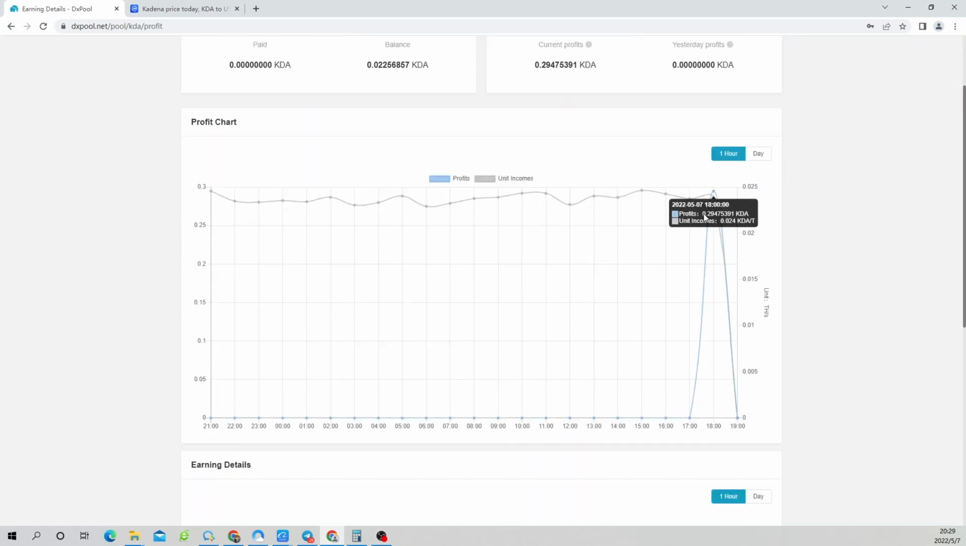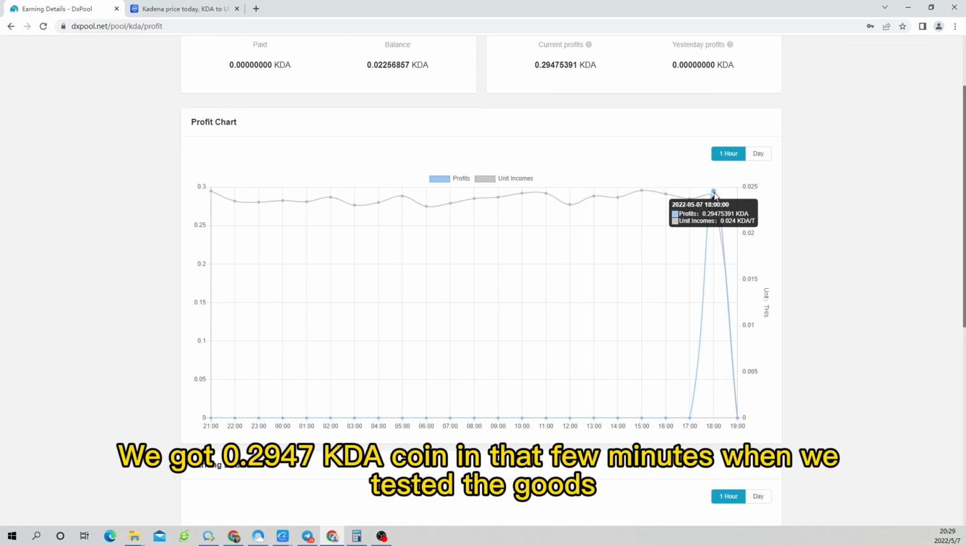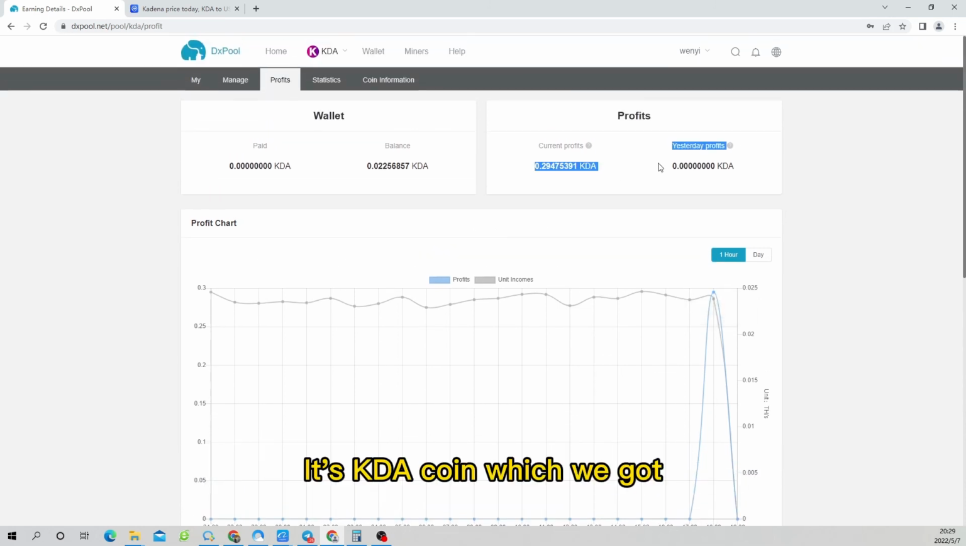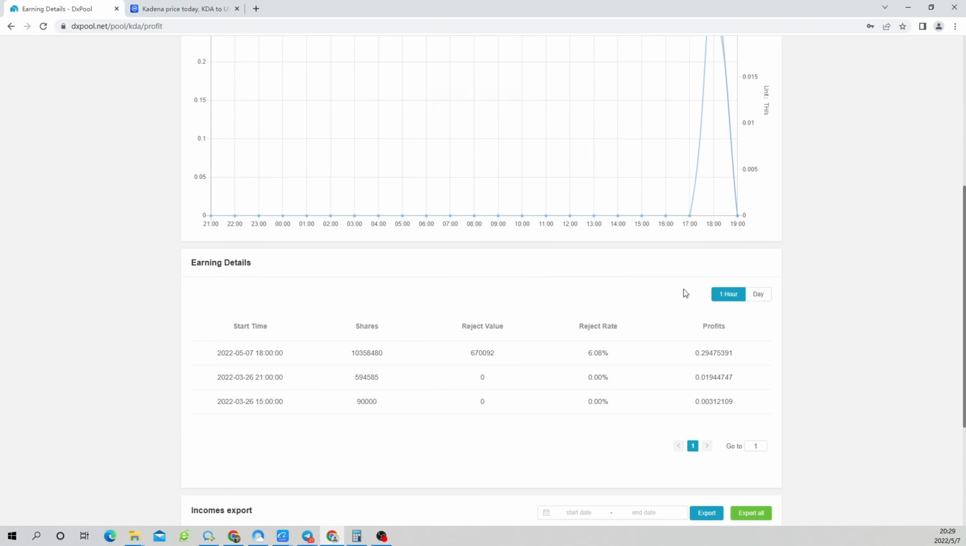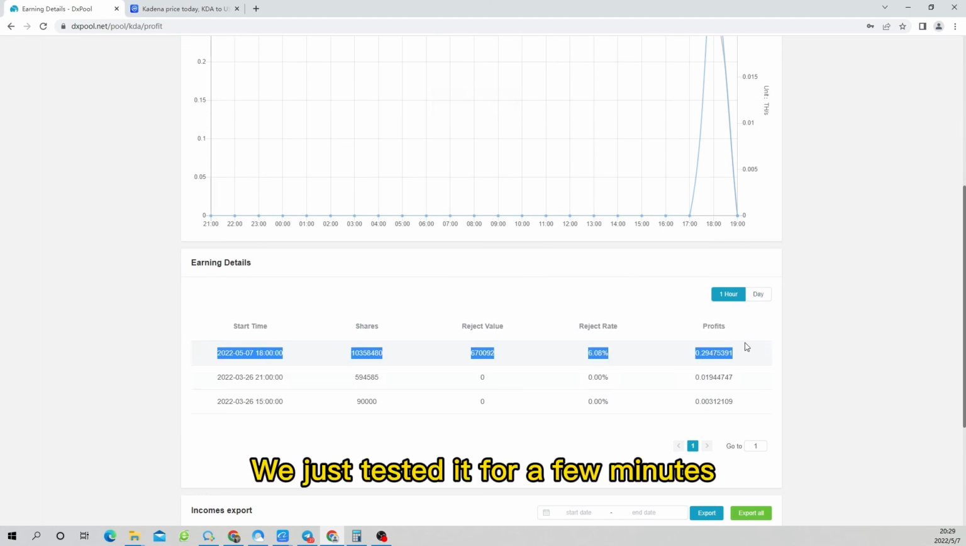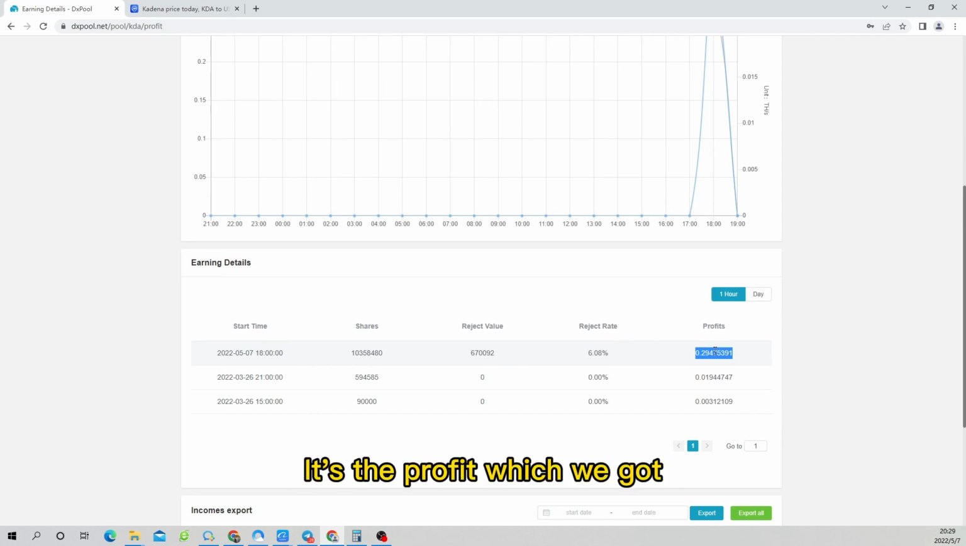In 1 hour, here we can see we got 0.2947 KDA coin in a few minutes when we tested the goods. Yeah, it's the KDA coin which we got. Now we just tested it for a few minutes. It's the profit which we got.